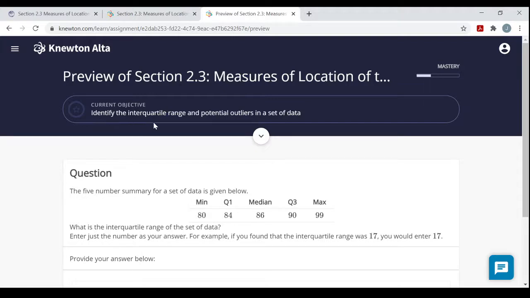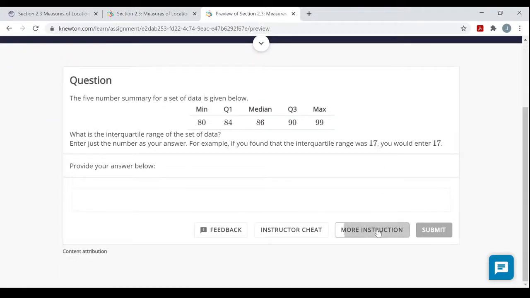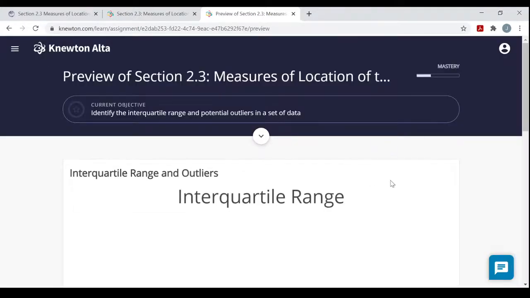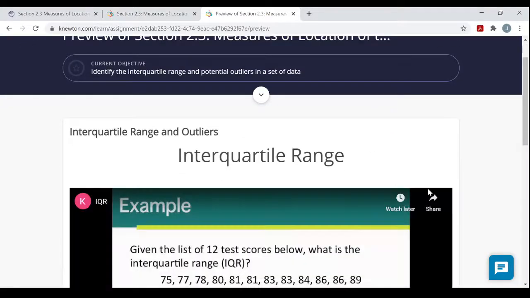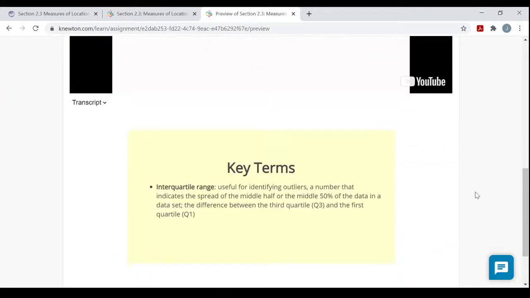This objective is, identify the interquartile range and potential outliers in a set of data. All right. Okay, so I click on more instruction. It's a new objective. Interquartile range. Now there's a video. I'm not going to watch the video.